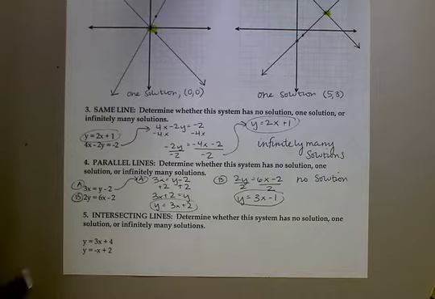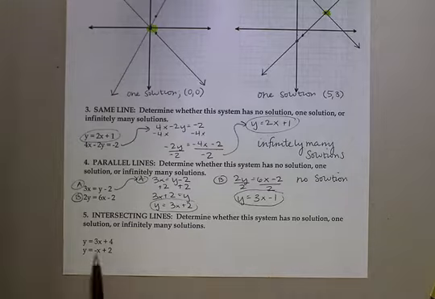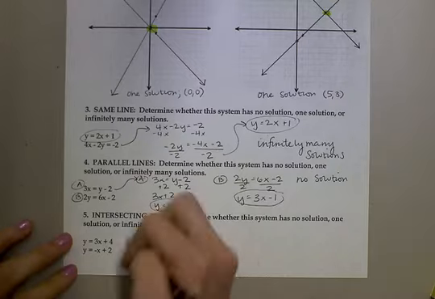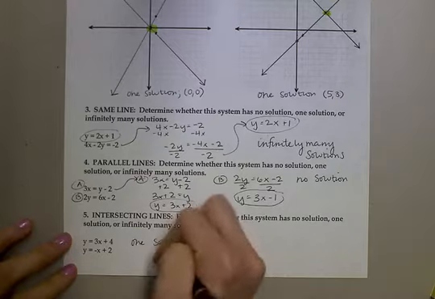Okay, let's take a look at the last case, a case of intersecting lines. So they're already in slope-intercept form for us. Let's see if they're the same line. Upon examination, you'll see that they're not. Are they parallel? Well, this one has a slope of 3, this one has a slope of negative 1, so they're not parallel. So they must be intersecting lines. That's your only leftover choice. So in the case of intersecting lines, we know that there is only one solution.